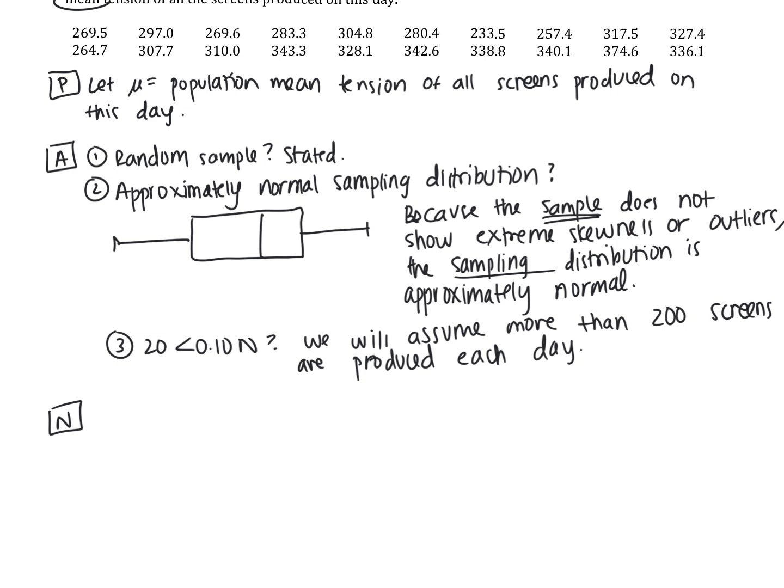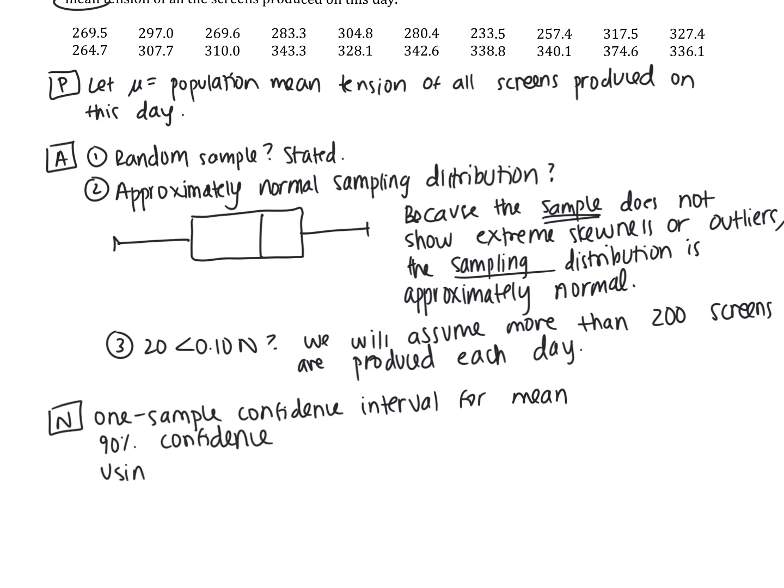Now we're ready for N. We only have one sample, not two, so it's a one sample confidence interval for mean. We have 90% confidence.